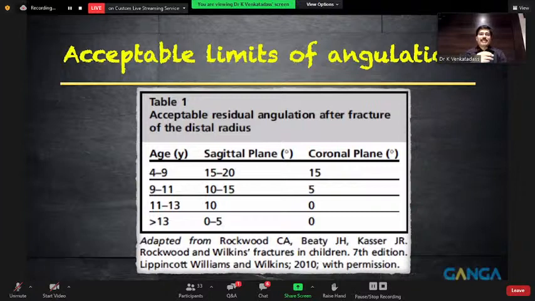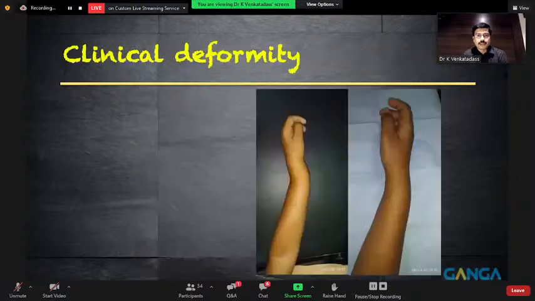We know that the sagittal plane remodeling is more because the axis of movement of the wrist joint is in the same plane, and we expect more remodeling. So I tend to accept up to 20 degrees of angulation, provided the child has 2 years of growth left. That's what I follow, and I tend to wait and watch rather than jump and do an osteotomy in these children.